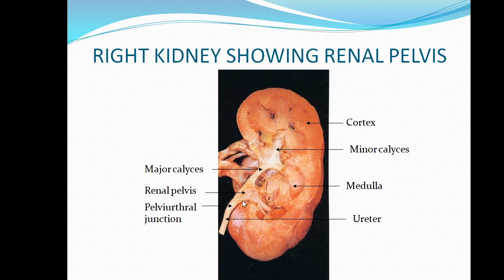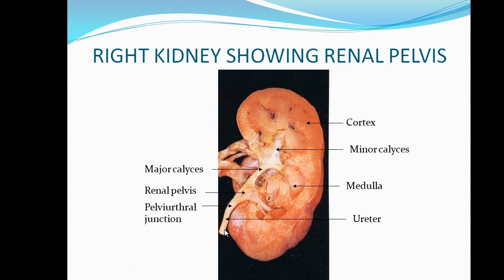Now, here you can see the renal pelvis. It divides into major calyxes, 2 to 3 major calyxes. Each major calyx divides into minor calyxes, some 3 to 4 minor calyxes. Here you can see the minor calyxes. In between the pyramids you can see the renal column, where it indents the minor calyxes.